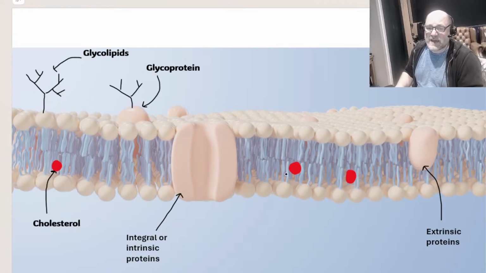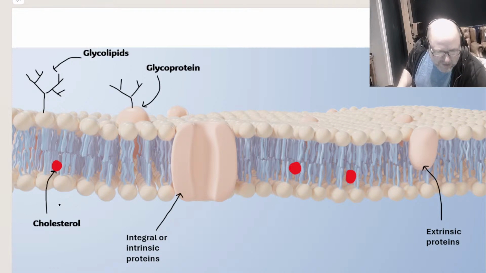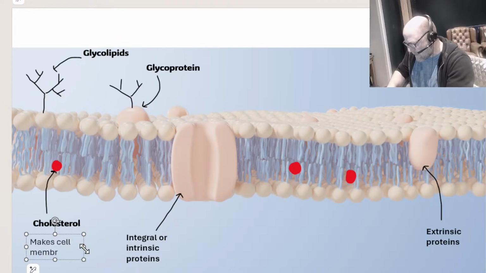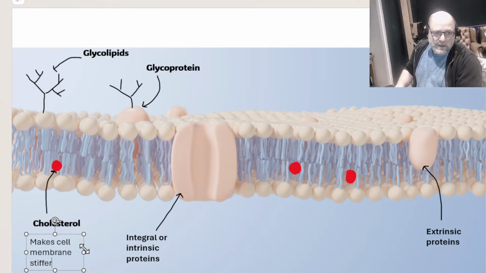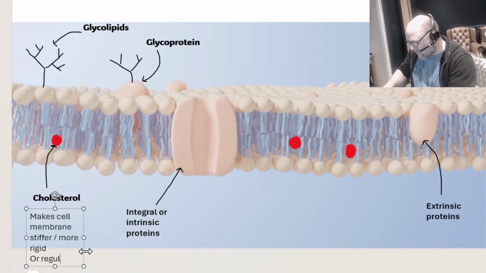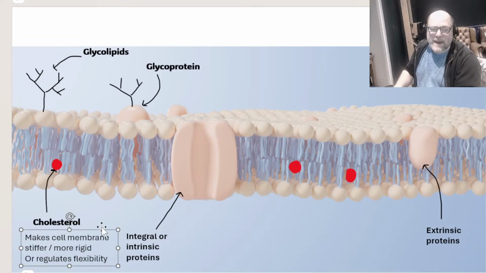This cholesterol plays an integral role amongst the phospholipids. Cholesterol is a lipid, so it's a non-polar molecule. Yes, it regulates fluidity. It actually makes the cell membrane more rigid, more stiff. So it makes the cell membrane stiffer, more rigid, or regulates flexibility. Now, yes, it plays a role in flexibility by making it stiffer.